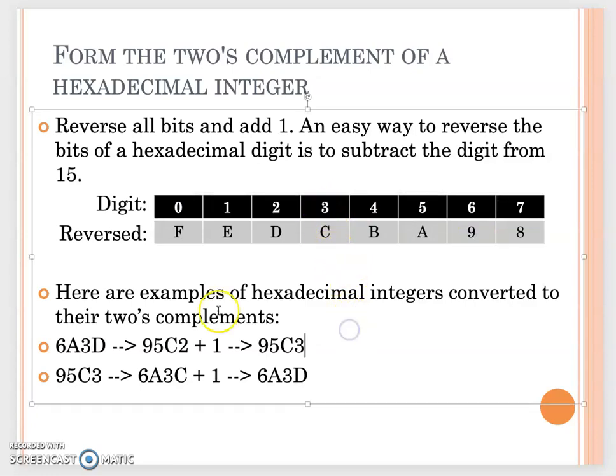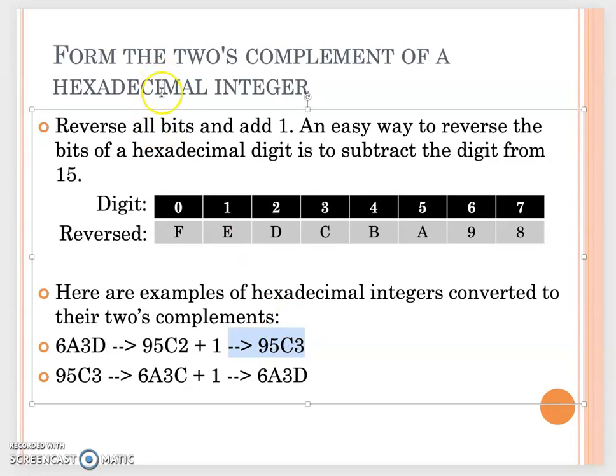So here you will see an example. If you have the hexadecimal 6A3D, in order to find the 2's complement, the first thing we reverse. So you can use this table. 6 reverse is 9. A reverse is 5. 3 reverse is C. D reverse is 2. So after you have all the reverse, don't forget you need to add 1. Then you will get the result. So that's the same thing for the 2's complement.